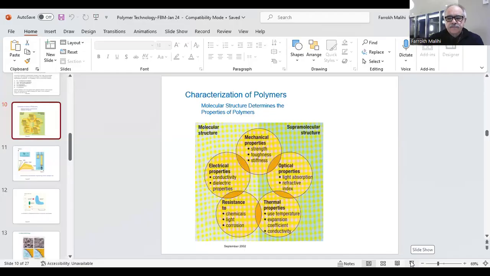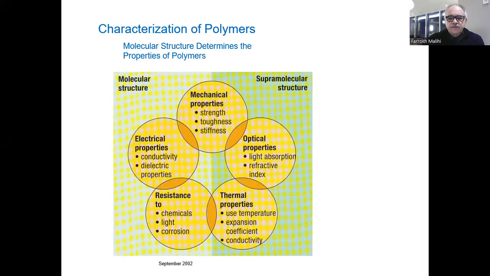The second half focuses on structural properties and methodology for characterization of polymers. There are different methodologies that are used to characterize polymers. Basically, molecular structure of these materials determine their ultimate properties.